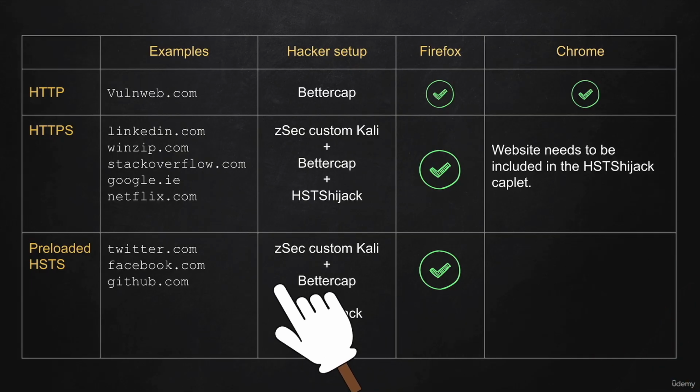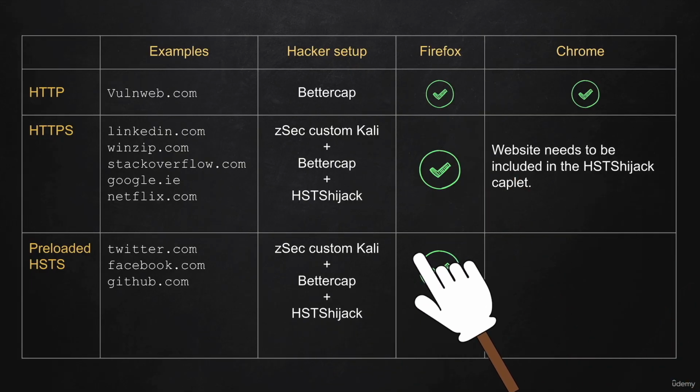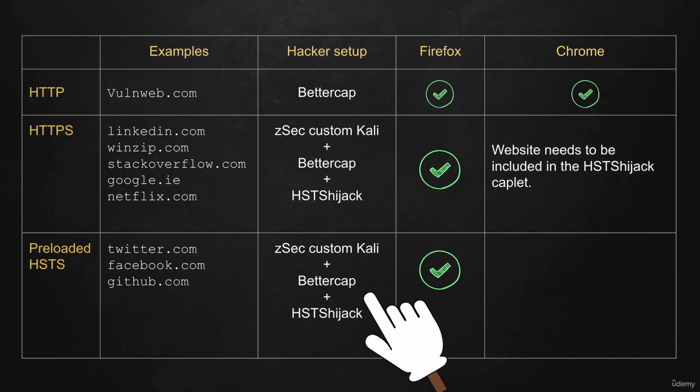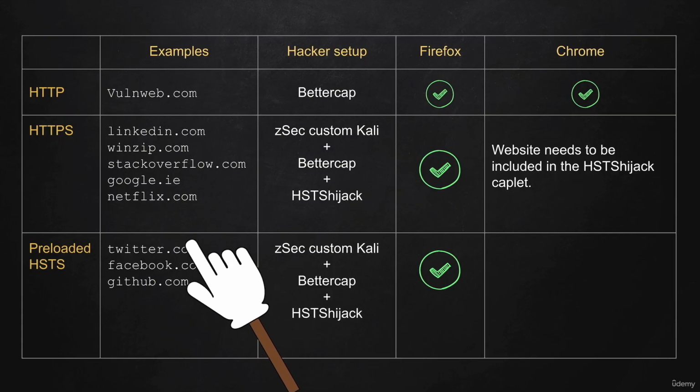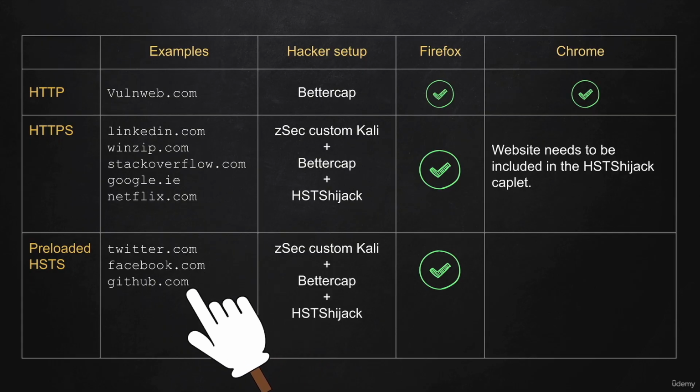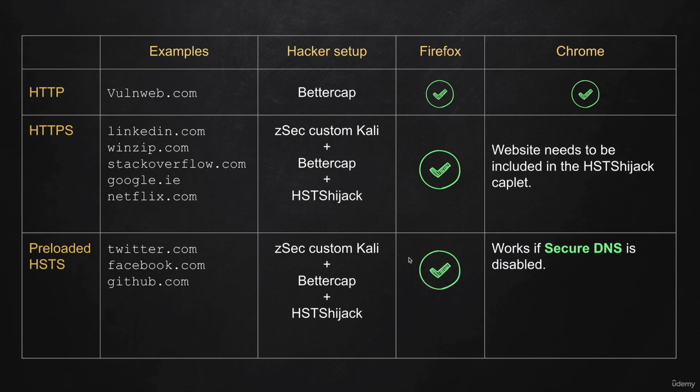This will work exactly the same as Firefox. So you're going to need to use the custom Kali with the bettercap with the custom HSTS hijack caplet. And similar to what we did with Firefox, the targets will have to be in the HSTS hijack caplet. So we're not doing anything out of the ordinary. The only thing is secure DNS needs to be disabled.